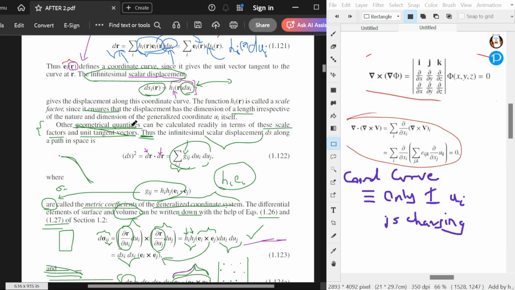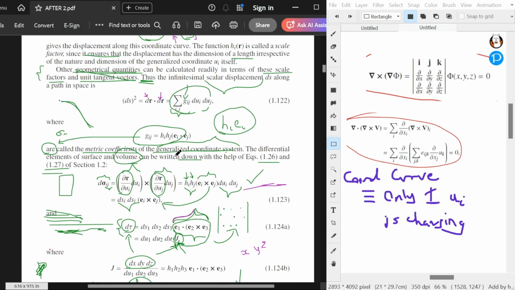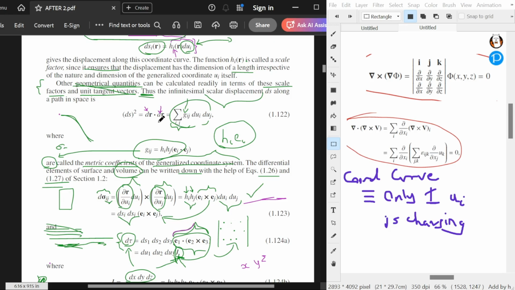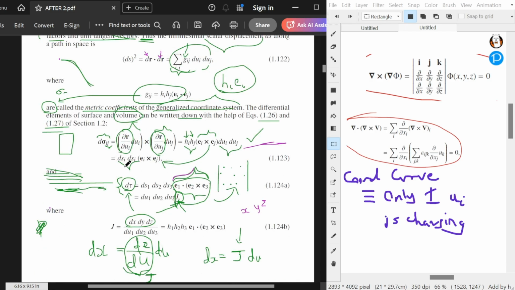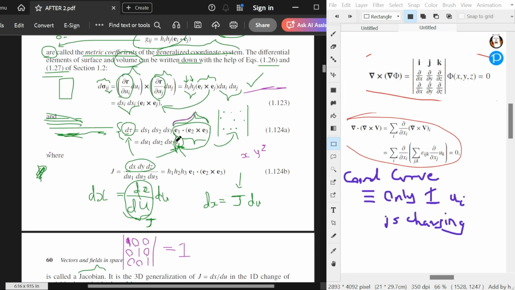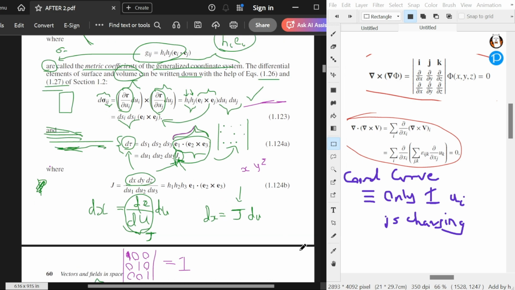You can get other geometrical quantities readily in terms of these. Thus, the infinitesimal scalar displacement ds. Right, and then they just proceed to do it. Metric coefficients are generalized. The differential elements of surface and volume can be written down with the help of these. We found that. Yeah, I agreed with this. The differential area element.